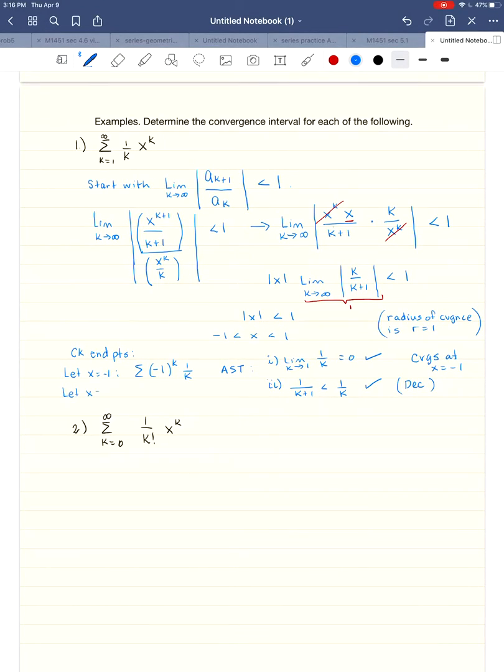If we let x equal to +1, then we don't have that alternating part. We just have 1 over k. And that's a divergent p-series. That's the harmonic series. So our interval of convergence is going to be closed on -1, but open on +1. So there is our interval of convergence.